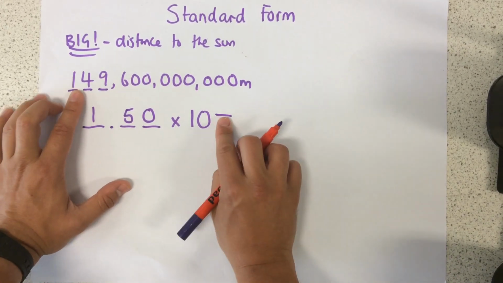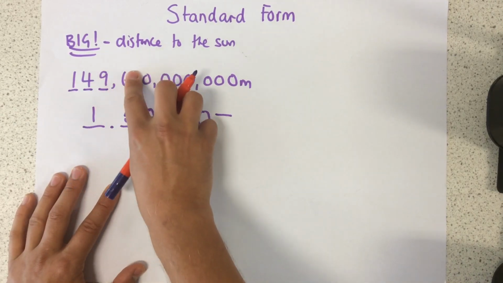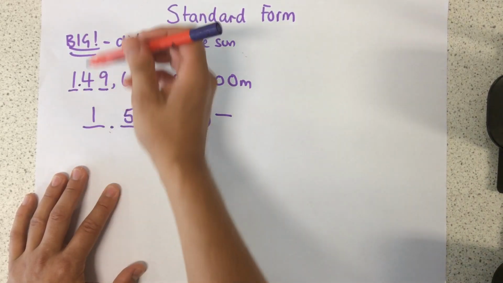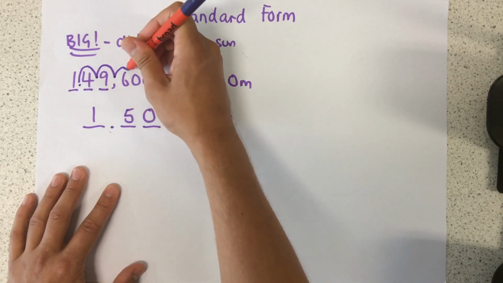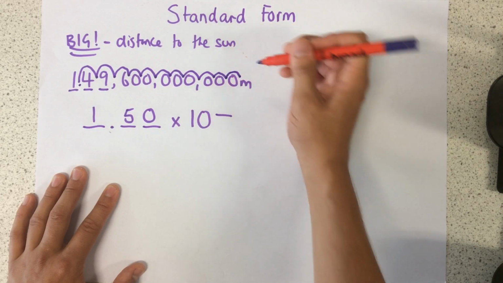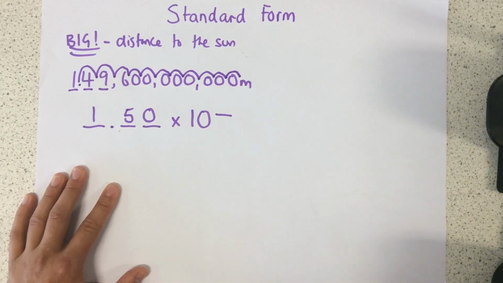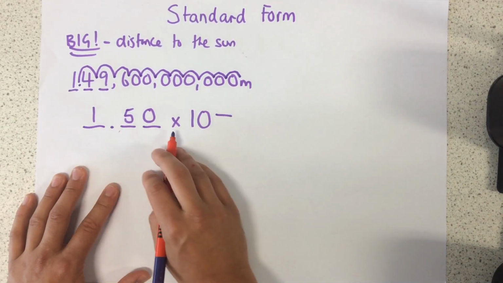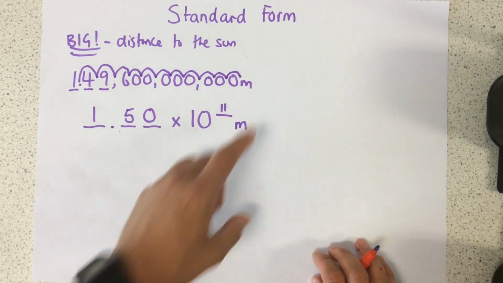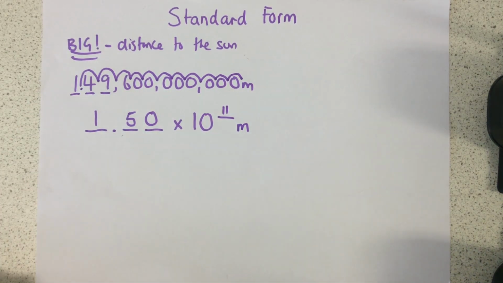Now, to figure out what number goes here, I need to think how far this decimal point moves. So let's imagine it starts off there, just as it would for this number here. It's going to move 1, 2, 3, 4, 5, 6, 7, 8, 9, 10, 11 places, because it's gone all the way from here until the end right here. So the answer is 1.50 times 10 to the 11 meters, because that's how far I've moved the decimal point. So that's how we use standard form for very big numbers.